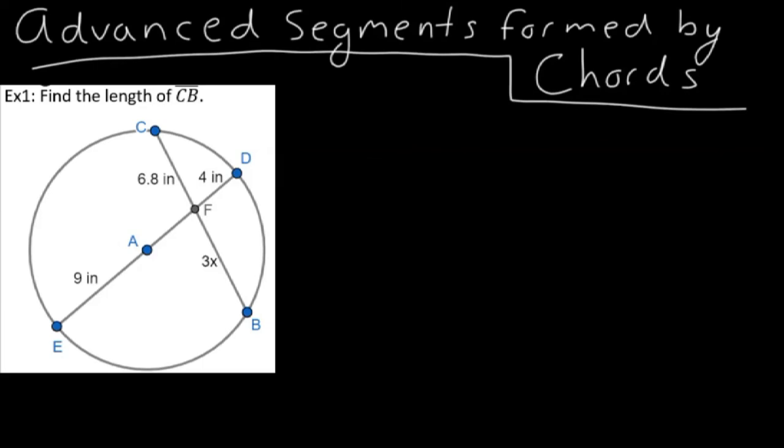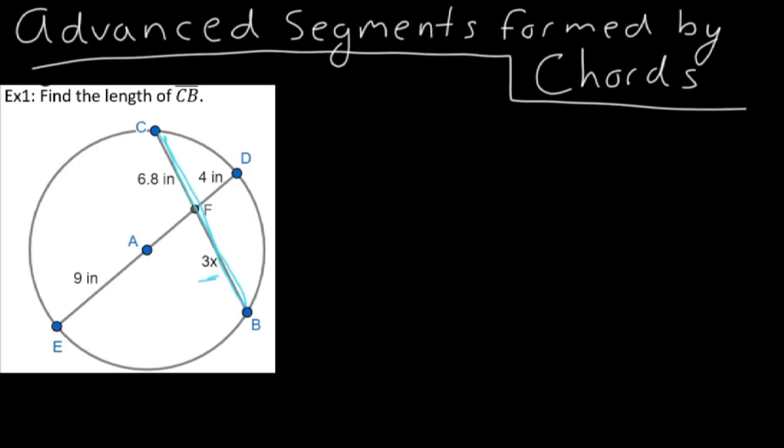Alright, welcome to Advanced Segments Formed by Chords. Now, in this very first example, what we want to do is find the length of CB. And as you'll notice, CB is this entire line, and we're actually going to have to first find the value of x.